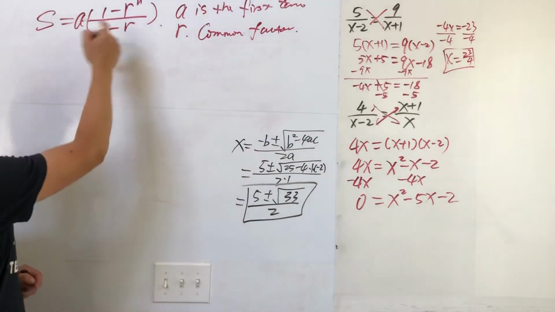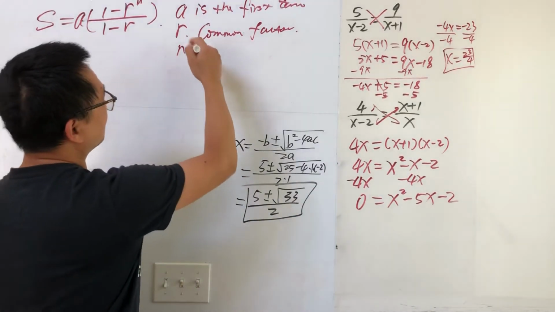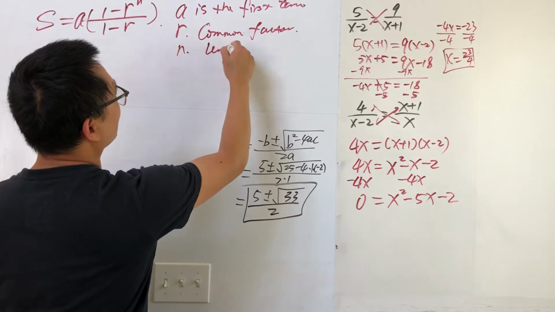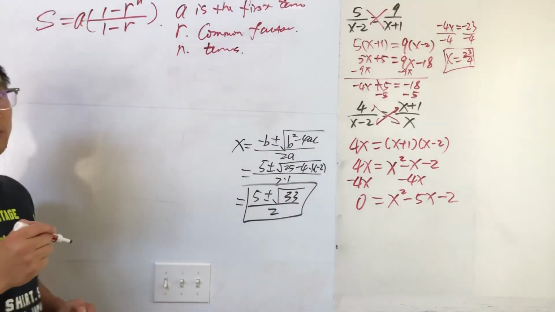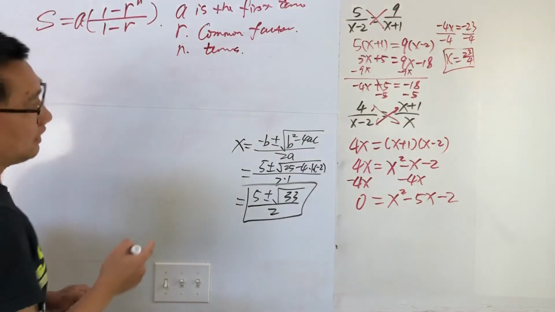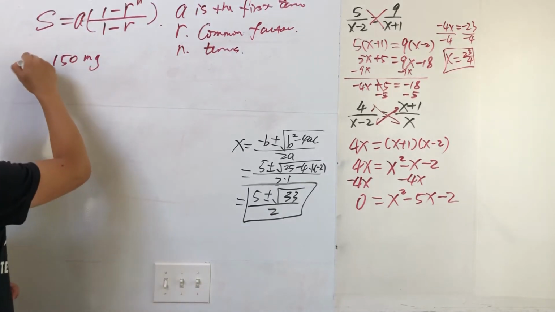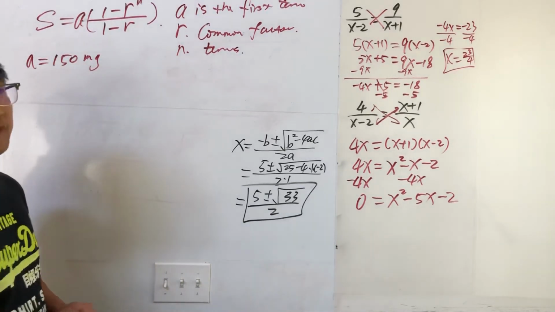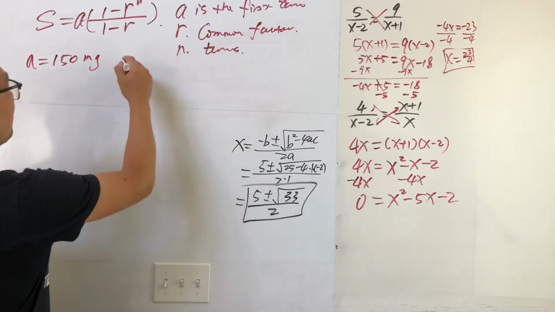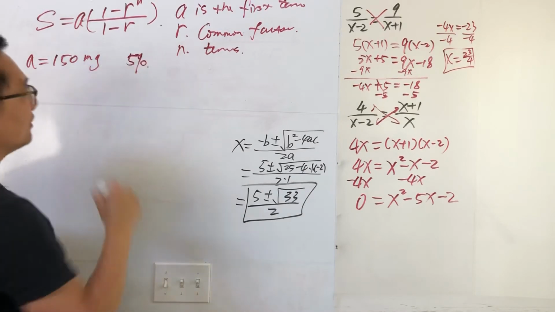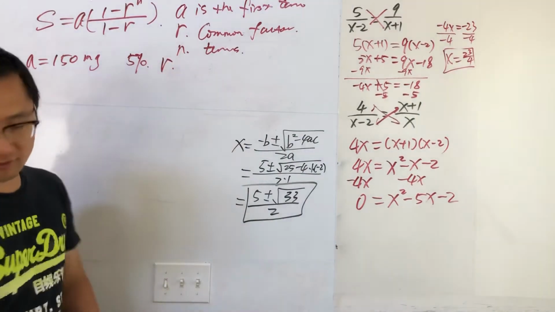Okay, so now n is the n-th term of the geometric sequence. So how many terms, or how many days? Now the question on number 5 said you take 150 milligrams. So that is the initial value, the first term: the first day you take the 1 dose is 150 milligrams. And so that is the 5% left in the body. So 5% is the common factor r, okay?